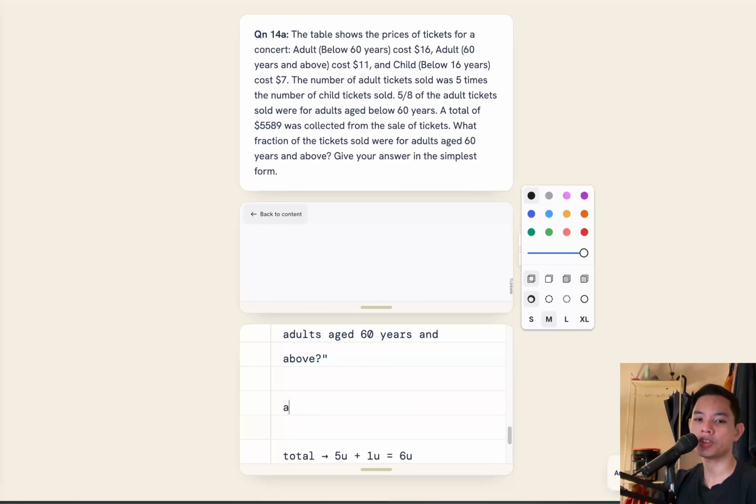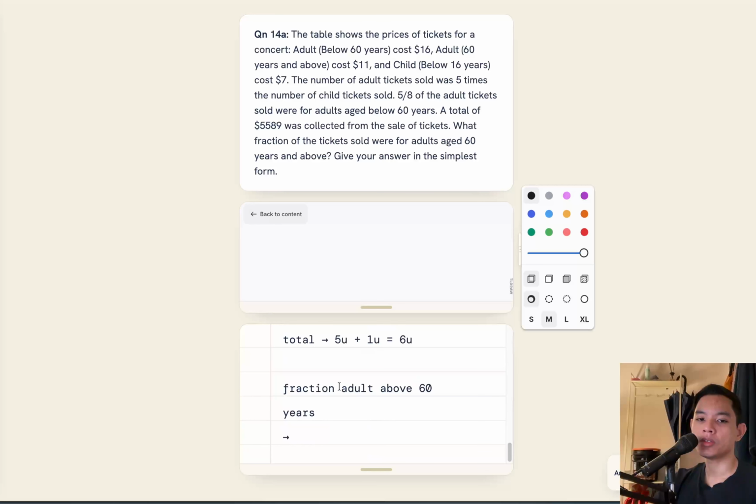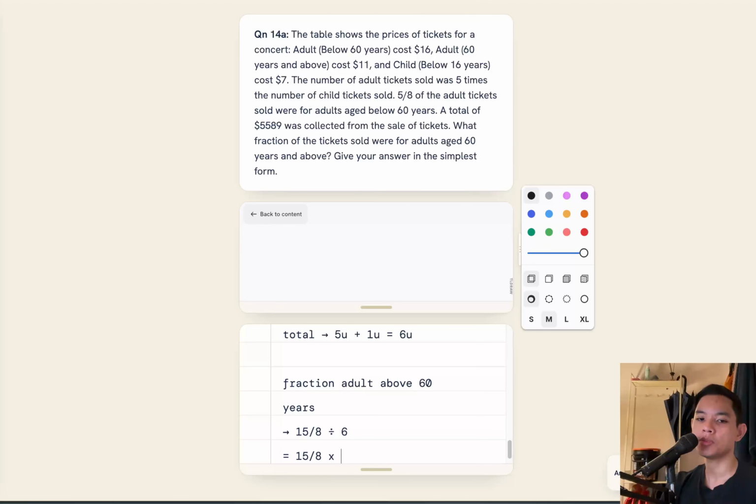So what is the fraction of the 60 years old and above? So that means the fraction is 15/8 divided by 6. So which means 15/8 times 1/6 will then be 15/48. We simplify this, divided by 3, this will be 5/16. Right, there you go. So that's the answer, 5/16.